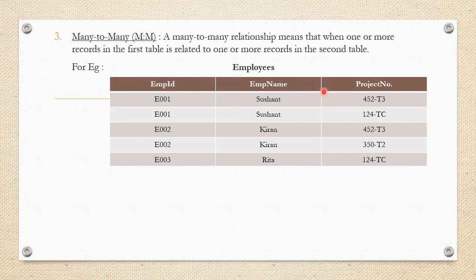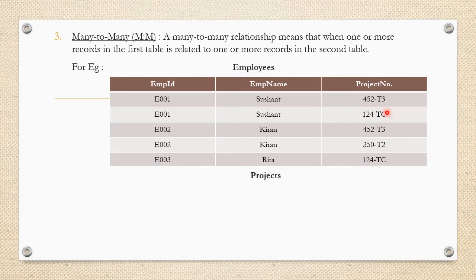Now see, these employees, they can work on one project or multiple projects, depending upon the situation. Okay, now Sushant is working on 2 projects. See here, you can see that 2 times Sushant's name is displayed. That means Sushant is working on 2 projects, 452T3 and 124TC. Now what is this project, that also we are going to see.